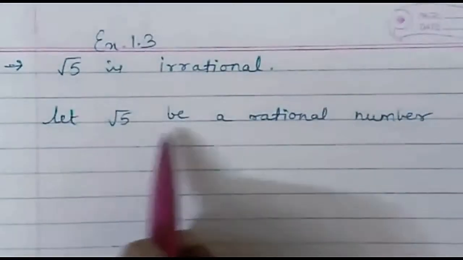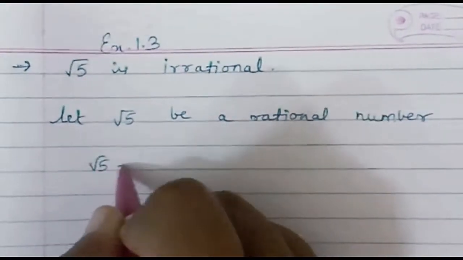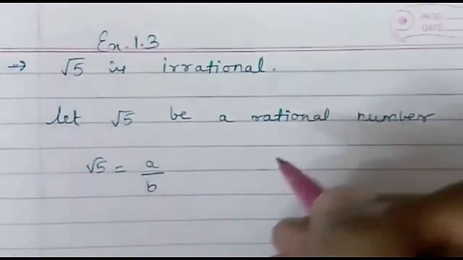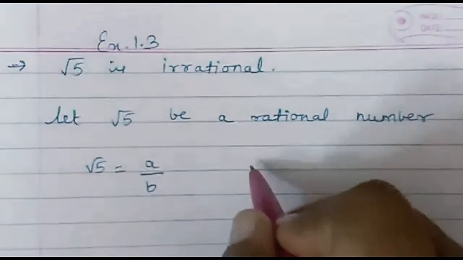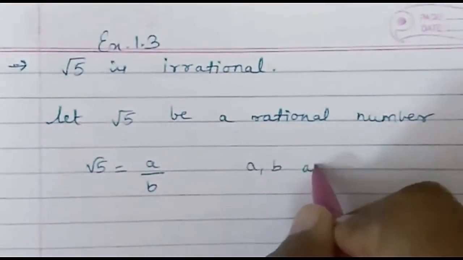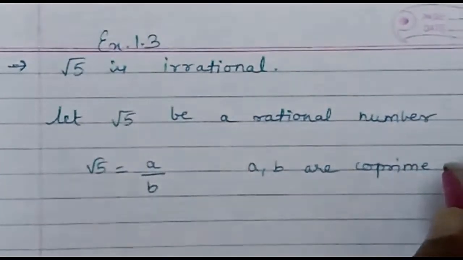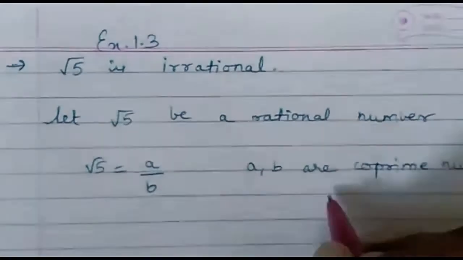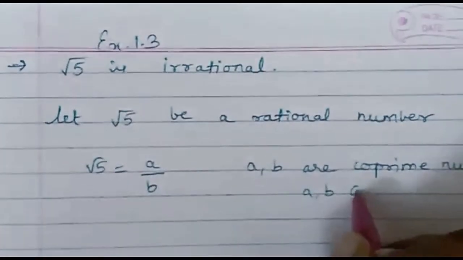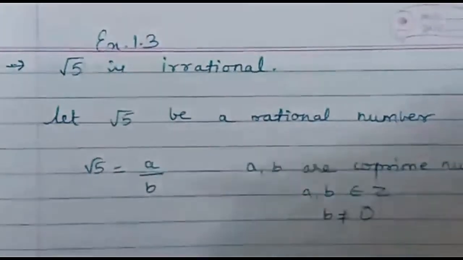So let us suppose root 5 is a rational number. So root 5 can be expressed in p upon q form. So I have written root 5 is equal to a upon b, where a and b are co-prime. That means they do not have any common factor. So we can say a and b are co-prime numbers, and a and b are integers, as well as the denominator b is not equal to 0.